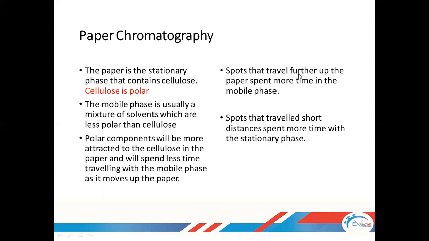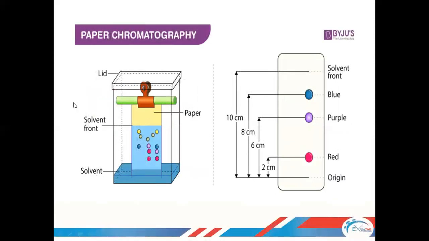The spots that travel farther up the paper spend more of their time in the mobile phase. And since the mobile phase is less polar, it means that these spots were also not very polar. So they preferred to stay with the mobile phase and travel up the paper. And those that were very polar preferred to stay with the paper and didn't travel far. So spots that traveled short distances spent more time with the stationary phase.